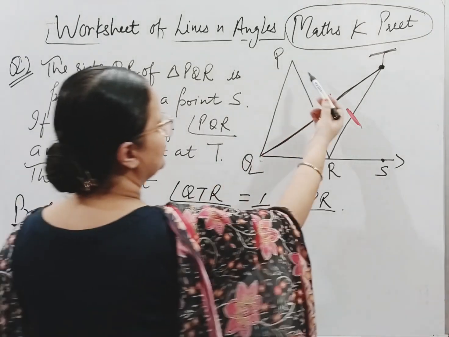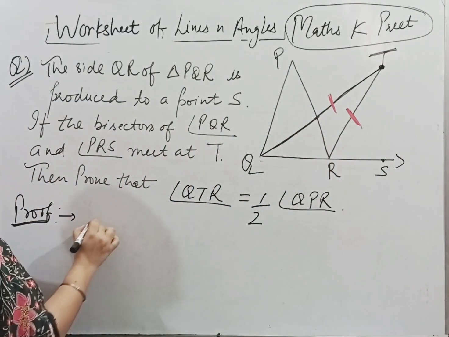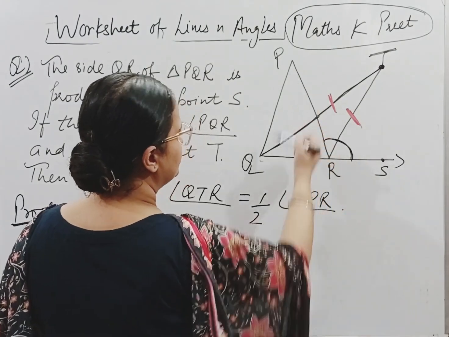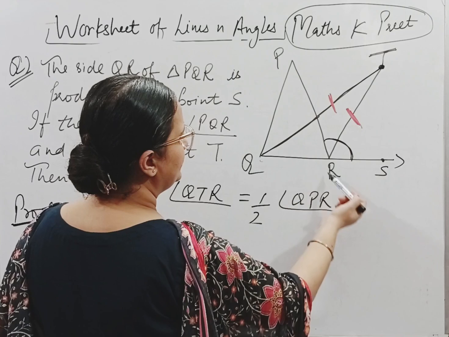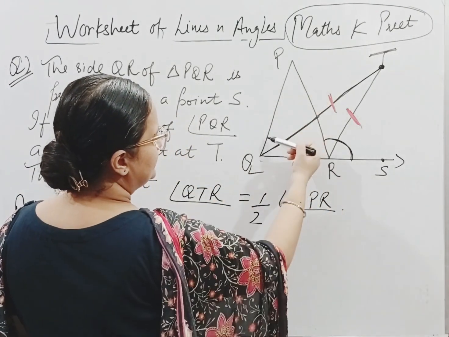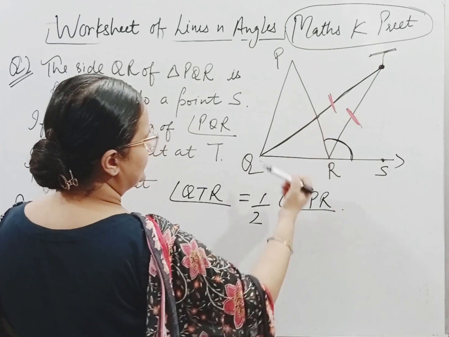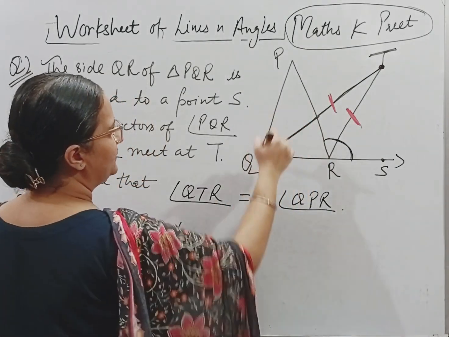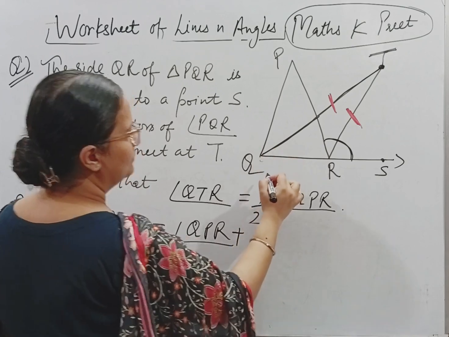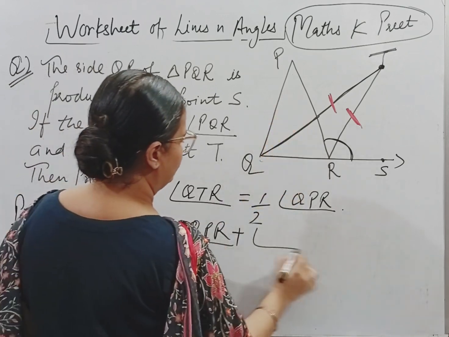PRS. This is my angle PRS. Exterior angle. This angle is what? Exterior angle of this triangle. So angle PRS can be written as a sum of two interior opposite angles. First is angle P, which can be written as QPR, plus second is Q, which can be written as PQR.